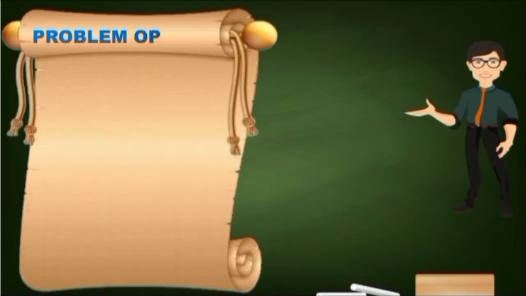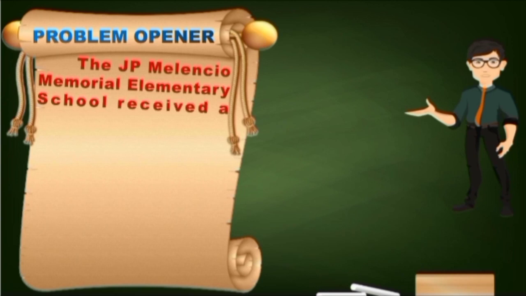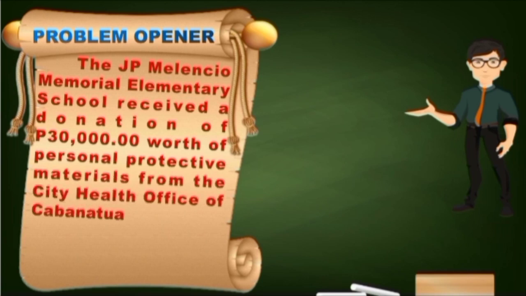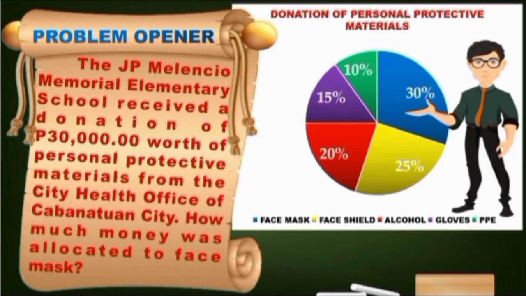Now, let's have a problem opener. The first one is a routine problem. The J.P. Malencio Memorial Elementary School received a donation of 30,000 pesos worth of personal protective materials from the City Health Office of Cabanatuan City. How much money was allocated to face mask? On the right side, we show the chart of the donation of personal protective materials.